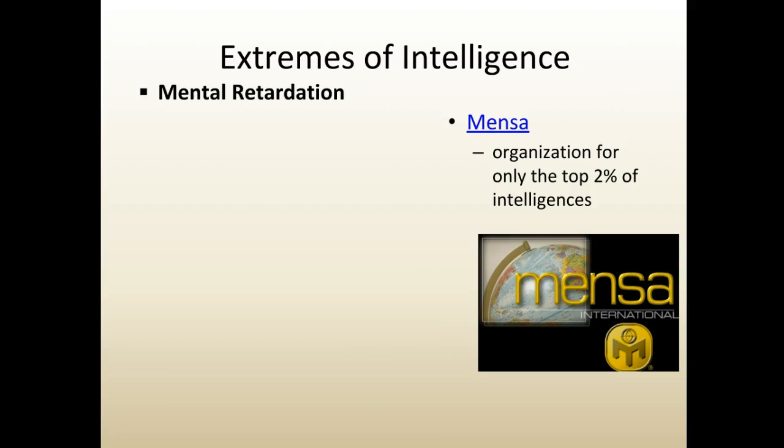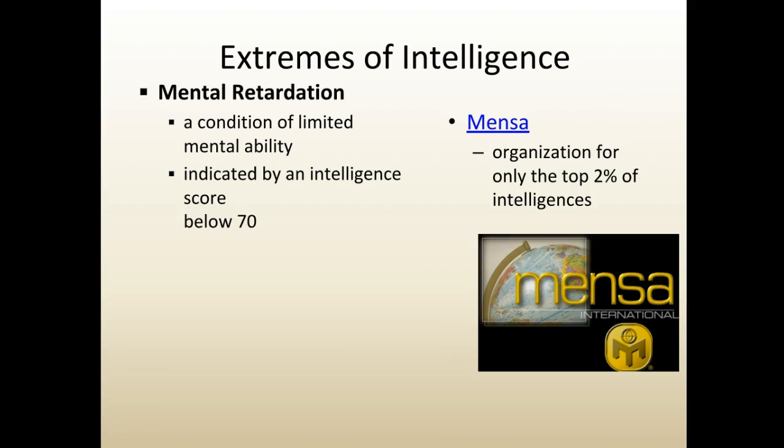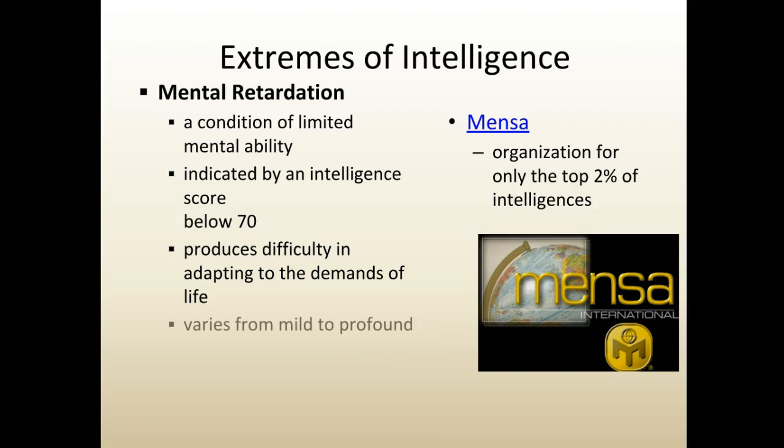We're going to focus a little bit on mental retardation. What we know about it is that it is a specific condition, meaning there is a limited mental ability. It's not that they don't want to learn or that something else is going on. There is literally a mental inability in their brain functioning. We know this because they typically score below a 70 on intelligence tests, or they need to score below a 70. It produces difficulty in adapting to the demands of life, because their brain just isn't fluid enough to make those adaptations. And it can vary, from very mild, where they can adapt a little bit and function for the most part, to very profound, where it's extremely difficult.